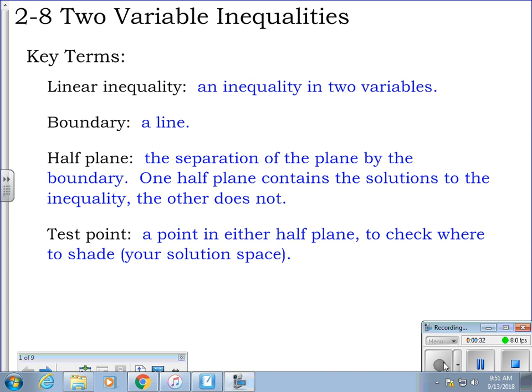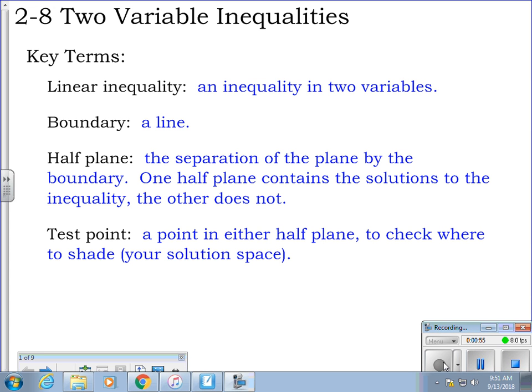My suggestion is highlighters work really good for stuff like this today. Boundary is the line. We're going to have to graph the line and shade one of the two sides. Half plane, that's the solution. One half plane contains all the solutions, the other one does not. We're going to shade the side that has all the solutions.